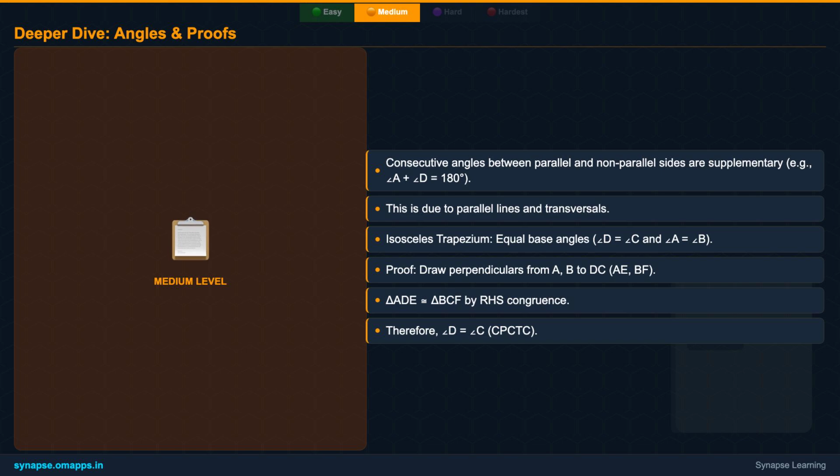For an isosceles trapezium, we can actually prove why its base angles are equal. By drawing perpendiculars from the vertices of the shorter base to the longer base, we form congruent right-angled triangles, which then establish the equality of the base angles.